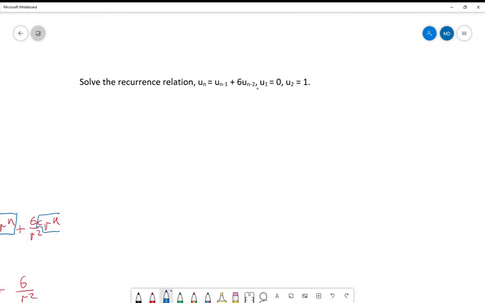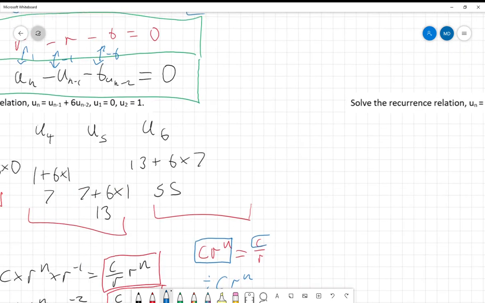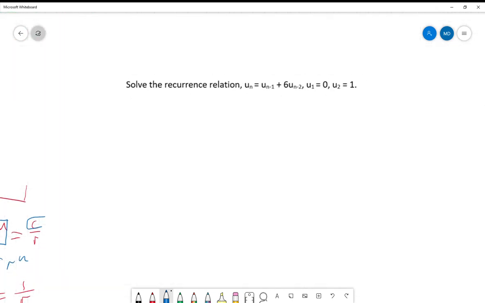Solve this recurrence relation. Is that the same one? Okay, that's not meant to be the same one. Let me edit that slightly. So our recurrence relation is un is equal to 6 lots of un minus 1 minus 5 lots of un minus 2, with u1 equal to 1 and u2 equal to 2. This is our new recurrence relation.